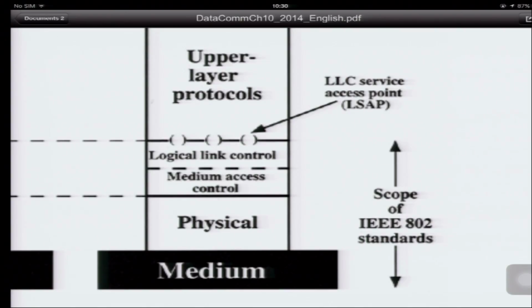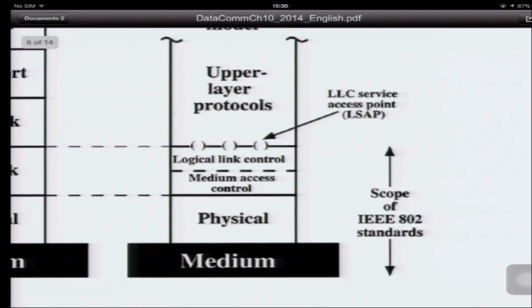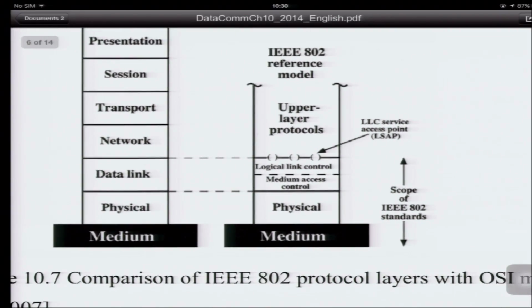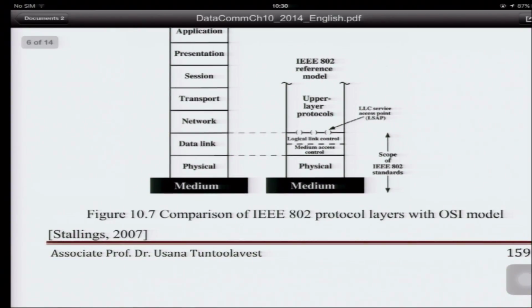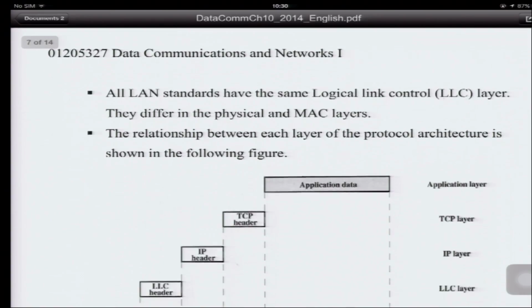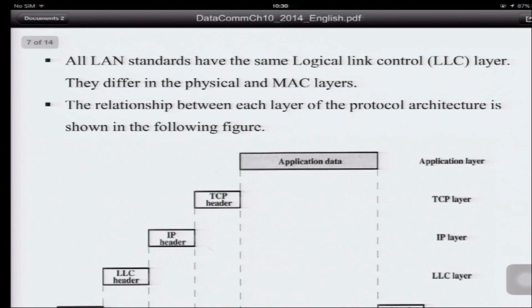MAC is medium access control. LLC is logical link control. So this is the scope of the standard, which is basically up to the data link layer of the OSI model. So we define from the medium up to there. Now, all the LAN standards have the same LLC layer, and they will differ in the physical layer and the MAC layer. The MAC layer is the medium access control layer.